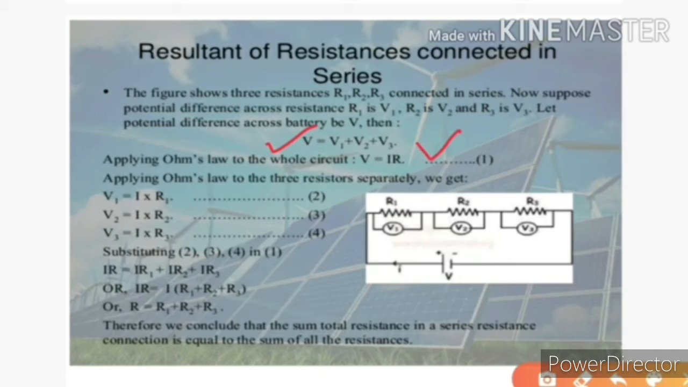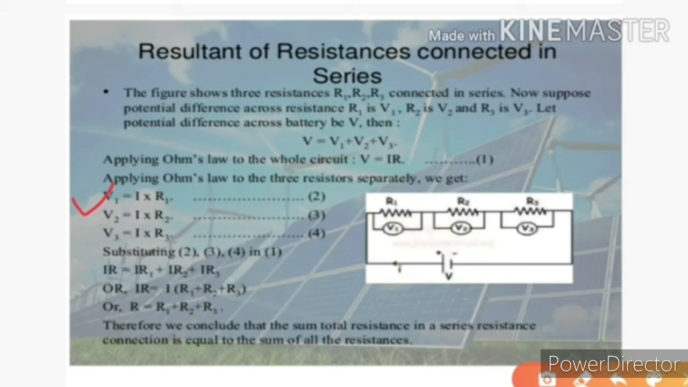Now applying Ohm's law to the three resistors separately. There are three resistors R1, R2 and R3. Applying Ohm's law to these resistors separately, what will we get? Across R1, V1 becomes IR1, because the current is the same.